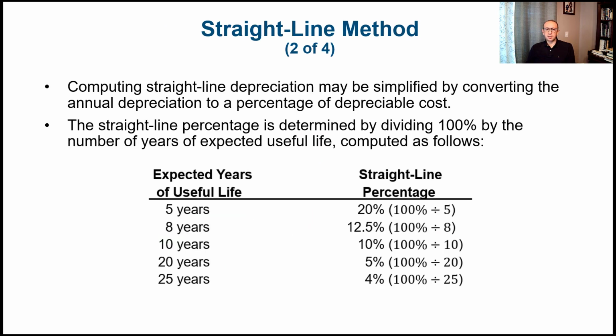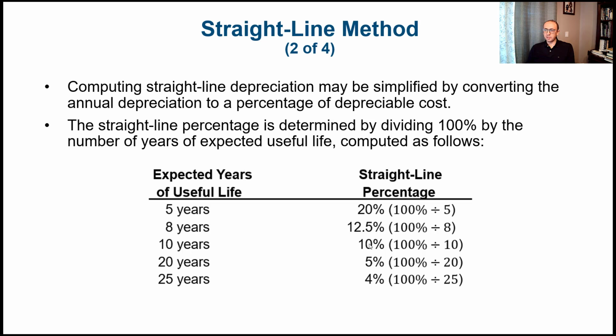Computing straight line depreciation may be simplified by converting the annual depreciation to a percentage of depreciable cost. The straight line percentage is determined by dividing 100% by the number of years of expected useful life. So for example, if it's 5 years, we take 100 divided by 5, or simply 1 over 5, and that's equal to 20%. I think it's easier to do the 100%. So 100% divided by 5, that's 20%.